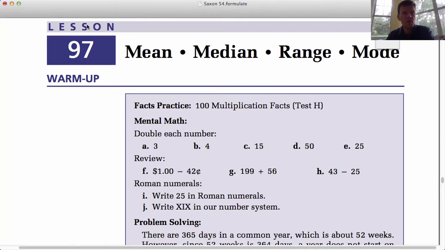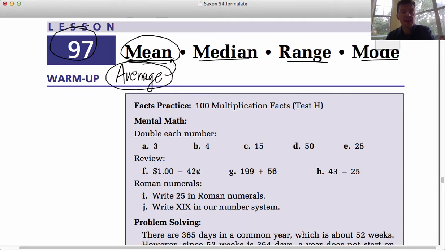Alright, welcome to lesson 97, where we're going to continue our discussion about some statistics. We're going to be talking about mean, median, mode, and range. Right off the bat, I'll let you know we've already talked about one of these, because average, which was our last lesson, is exactly the same thing as mean. So when we say the mean, it's the same thing as the average.